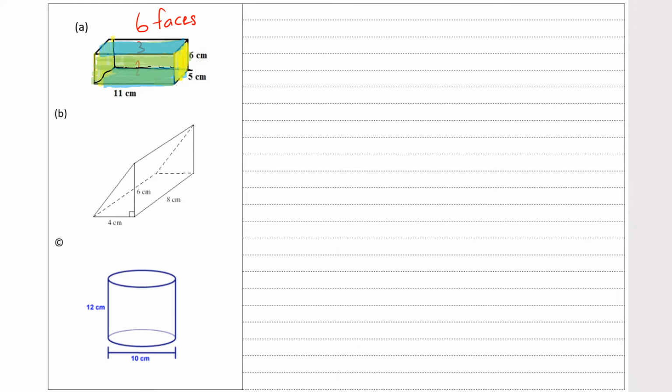Anyway, to find the area of each face, we're going to use our area formula. Now remember, the area of a rectangle is simply given by base times height. So area 1 equals 6 times 5, which is 30. Area 2 equals 11 times 6, which is 66. Area 3 equals 11 times 5, which is 55.